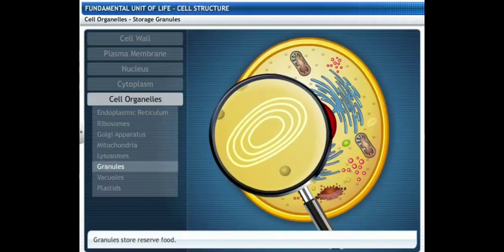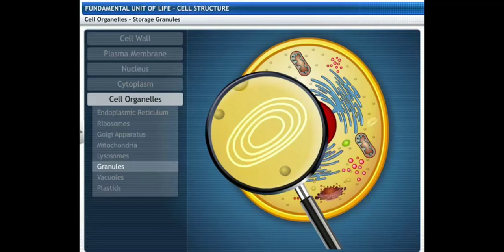Let's now focus on the storage granules. They are of two types. Starch granules are storage droplets of starch. Lipid granules are storage droplets of fat.